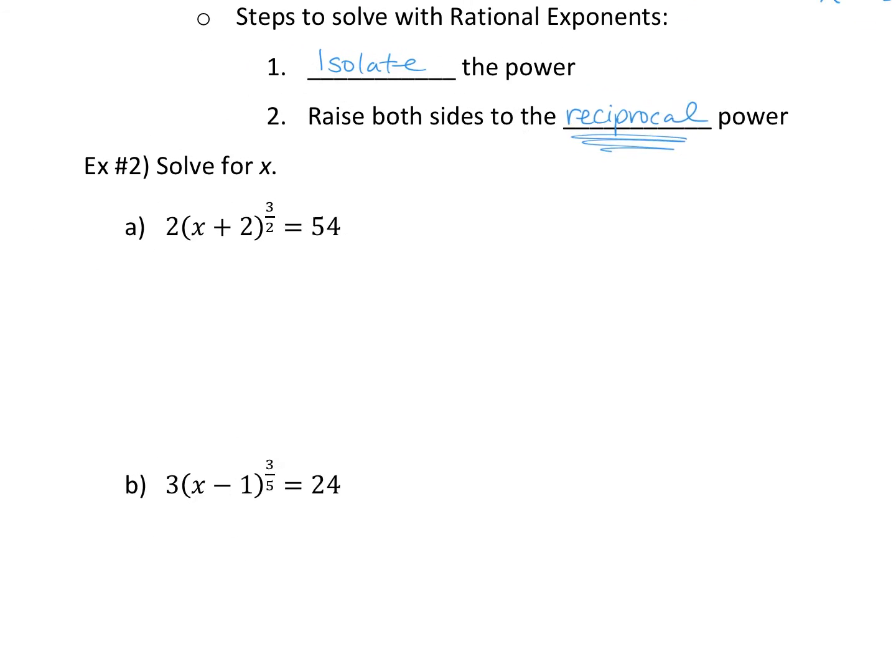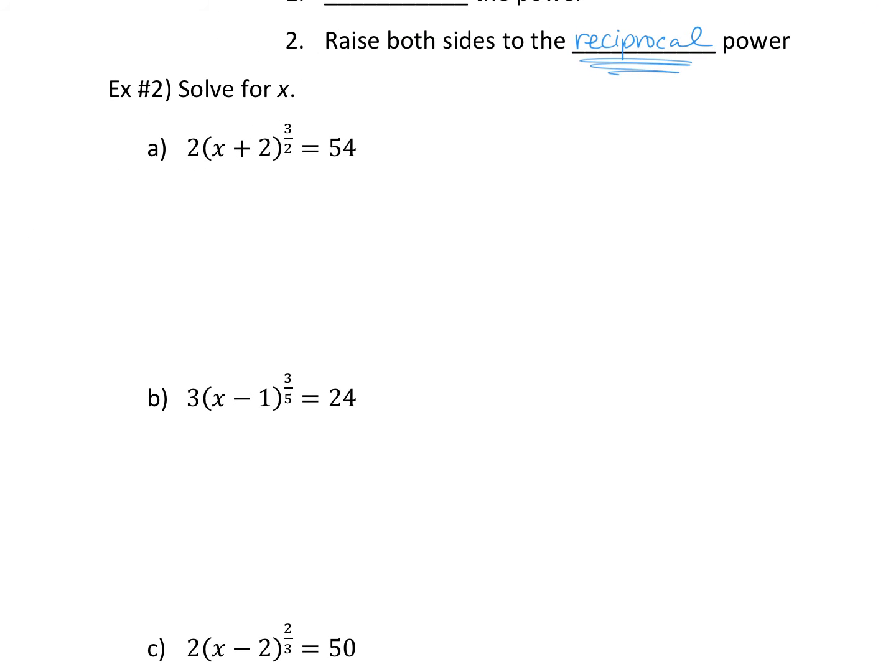Okay, so example number 2 here. Just like we said before, first step is isolate. So in order to isolate your power here, we have to get rid of this 2. So we're going to divide by 2 and divide by 2. So I get x plus 2 to the 3/2 power equals 27.